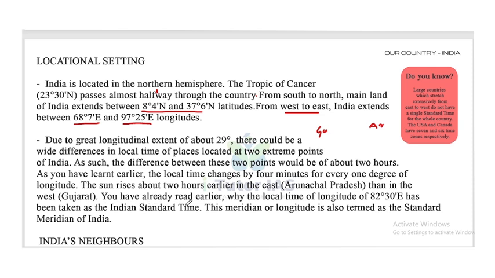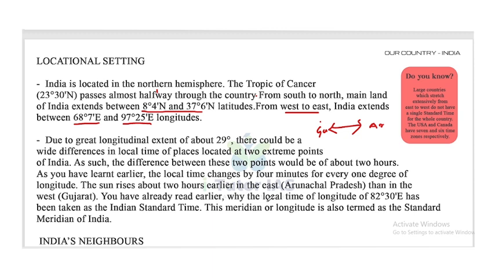So we already read that. Why has the local time longitude of 82 degrees 30 minutes east been considered as Indian Standard Time? This is the reason: between Gujarat and Arunachal Pradesh there is a 2-hour difference. So to maintain this, or to consider its unit time, we consider 82 degrees 30 minutes east, which passes through Mirzapur. So this is considered as our standard meridian of India.